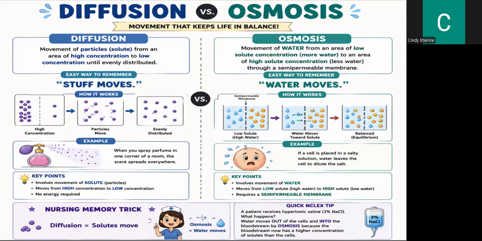A great nursing example is 3% hypertonic solution, hypertonic saline. Because the bloodstream becomes more concentrated than the cells, water moves out of the cells and into the bloodstream by osmosis, helping reduce cellular swelling, like cerebral edema.